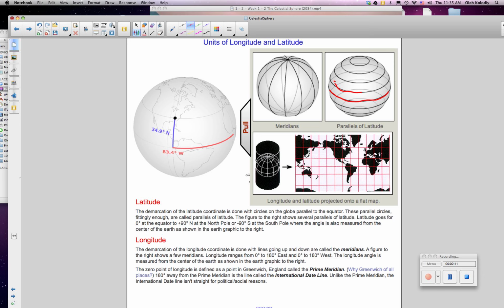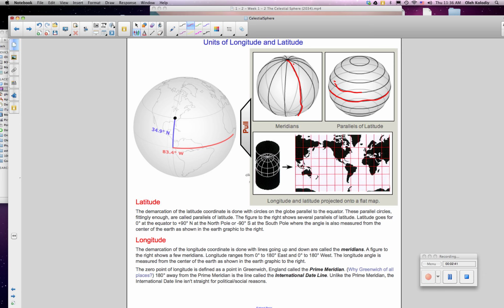The demarcation of longitude is done with lines going up and down called meridians, and they go through the north and south poles. Since the Earth rotates, these are our reference lines, and these are meridians here. Longitude ranges from 0 degrees to 180 degrees east, and also 0 to 180 degrees west.